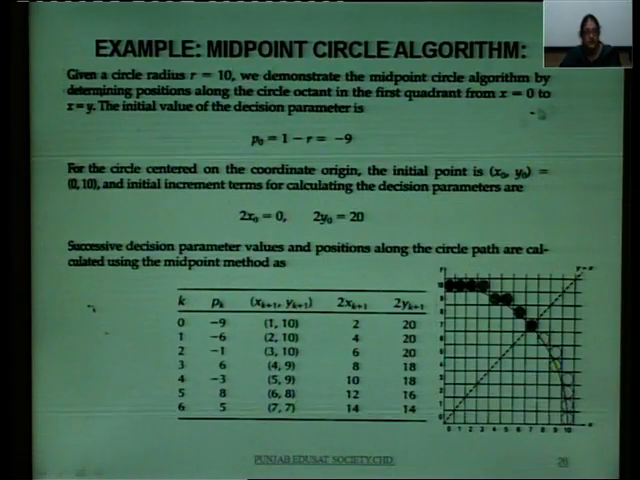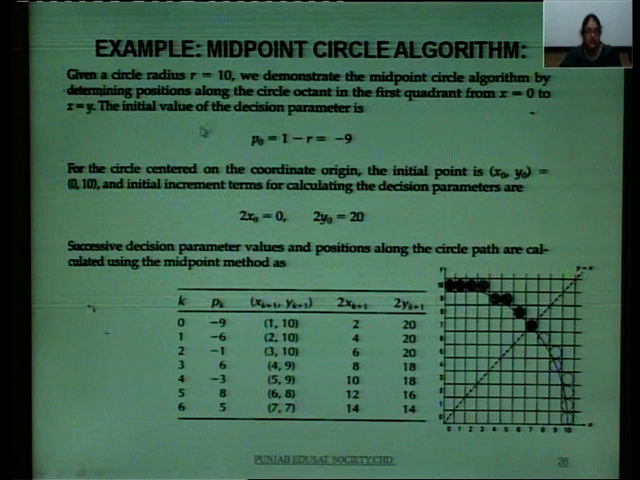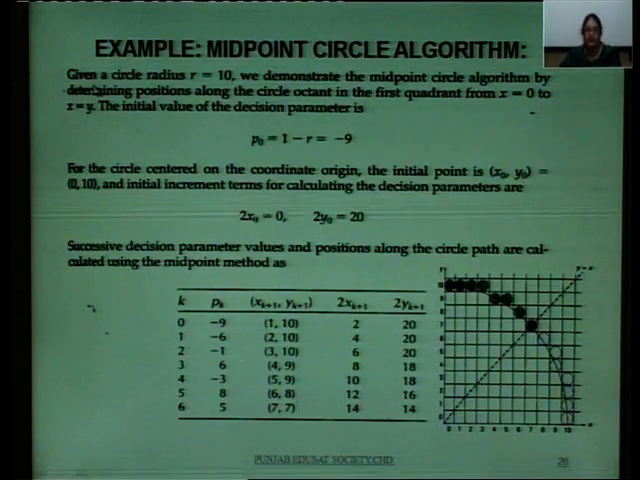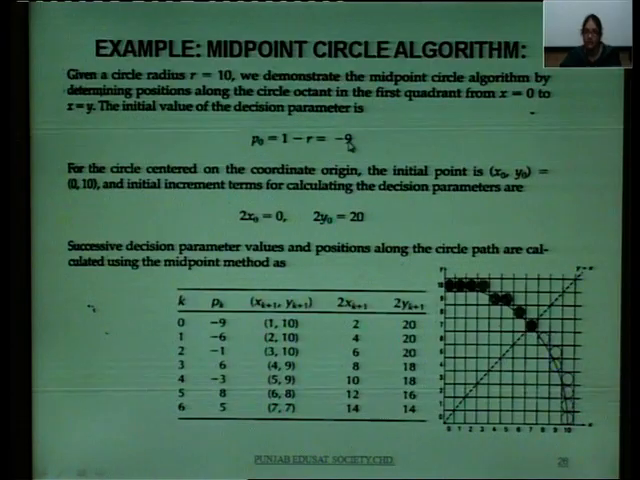You can see here the example of the midpoint circle algorithm. Given a circle with radius r equal to 10, we apply the midpoint circle algorithm by determining the positions along the circle octant in the first quadrant, that is from x is equal to 0 to x is equal to y. The initial value of the decision parameter will be p0 is equal to 1 minus r, that is 1 minus 10, which will be equal to minus 9. This is the initial value of the decision parameter.